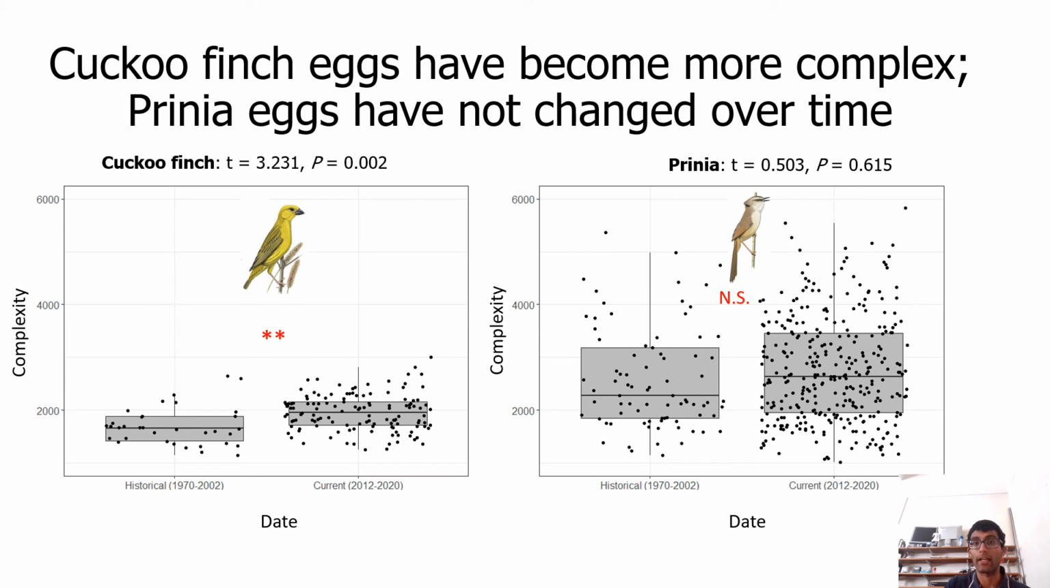Using historical egg collection, we find that over a 50-year period, cuckoo-finch eggs have evolved significantly greater complexity. The box plot on the left illustrates this. Current cuckoo-finch eggs are more complex than historical cuckoo-finch eggs. The box plot on the right shows that over the same period, prinia complexity hasn't changed. And this is exactly what we predict from prinias being more complex than cuckoo-finches.